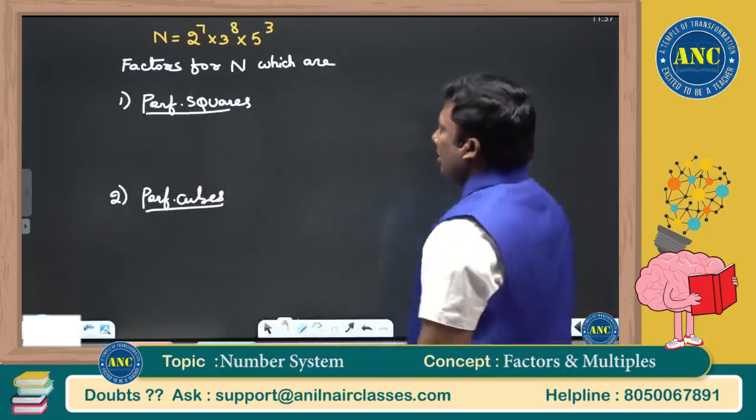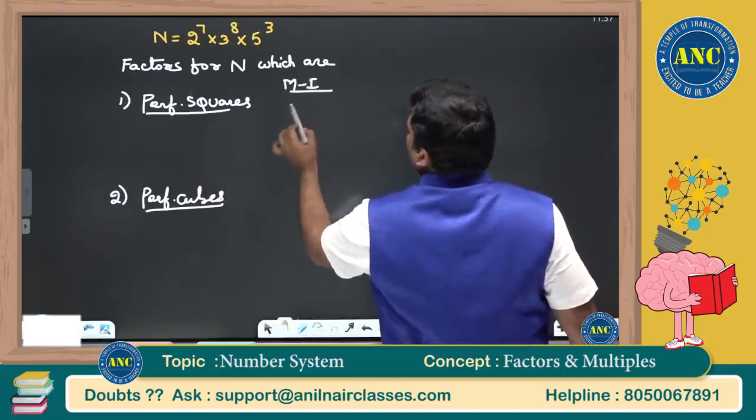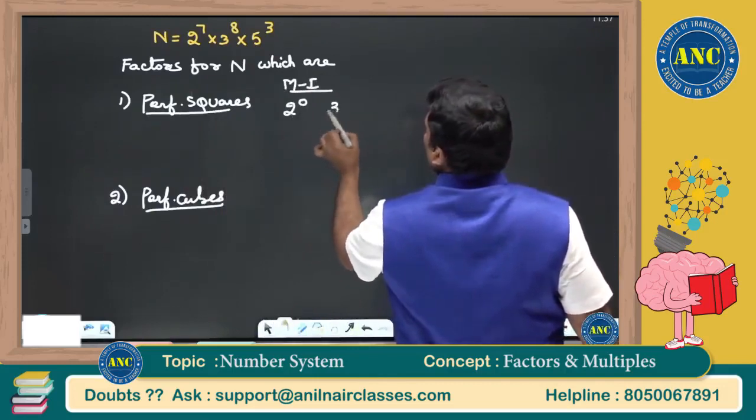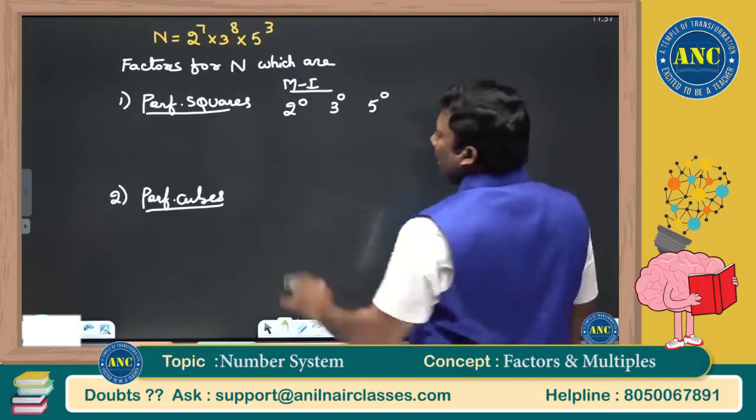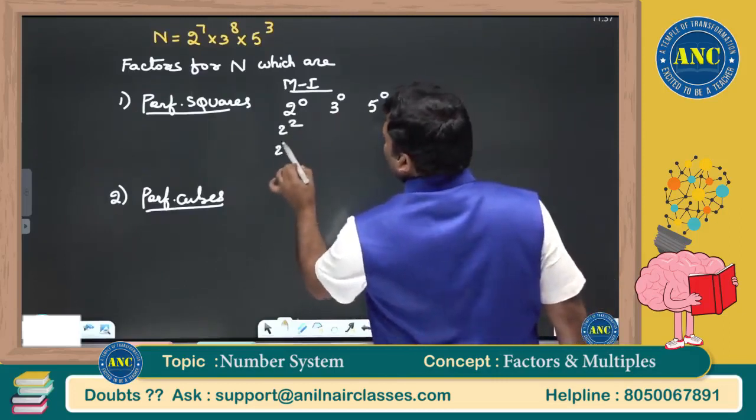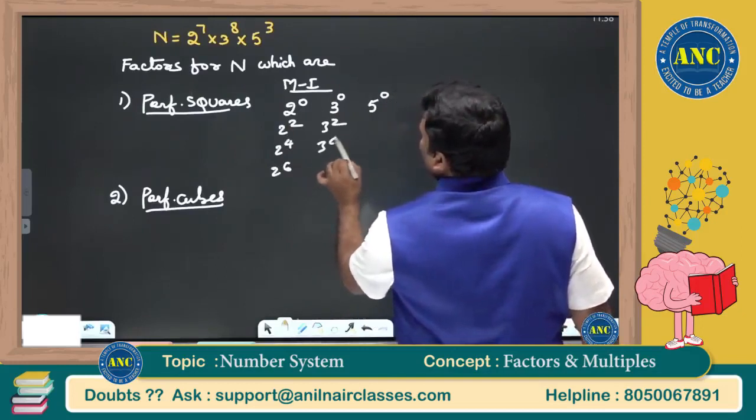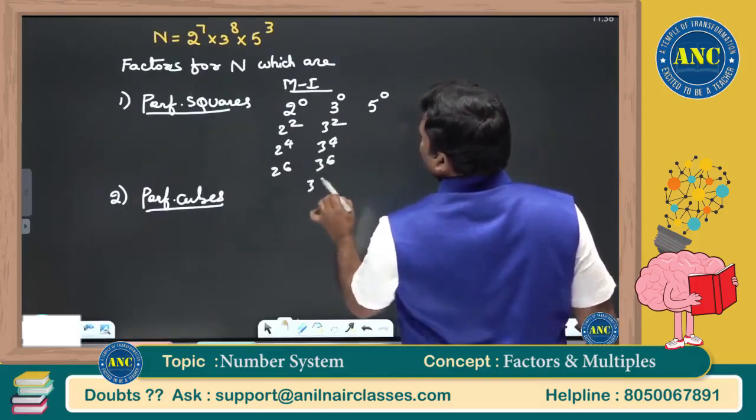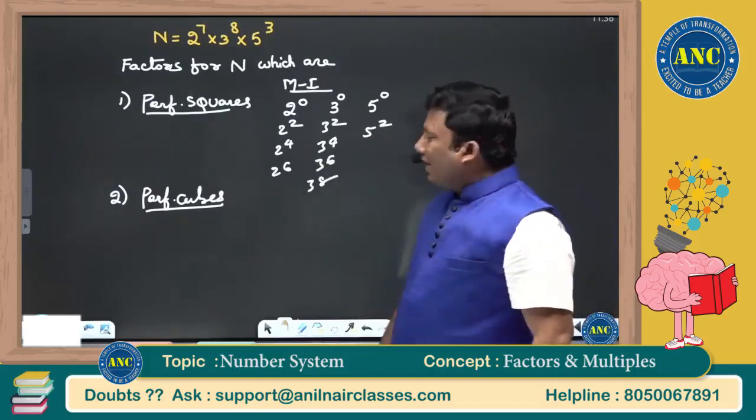Listen carefully, sir. Method 1. What will we do? A perfect square means power can be 0: 2 power 0, 3 power 0, 5 power 0. And power has to be an even number: 2 square, 2 power 4, 2 power 6; 3 square, 3 power 4, 3 power 6, 3 power 8; 5 square. Am I right? We will write like this.